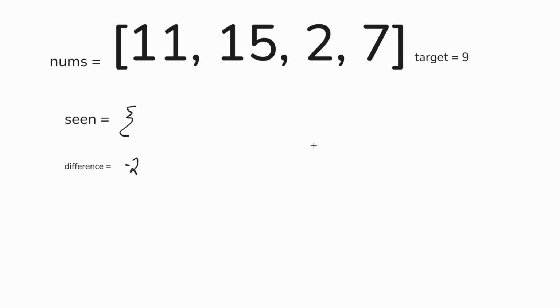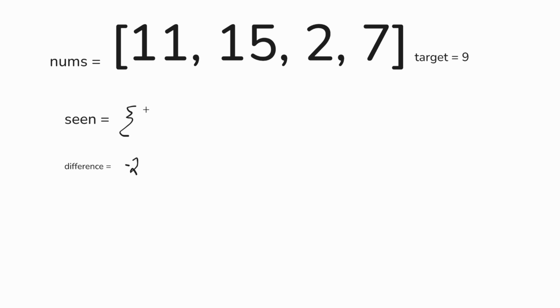-2, let's write that here. So we say, okay, if we add -2 to 11, we're going to have a solution, because we know that 11 plus -2 equals 9. So what are we going to do? We're going to look at our seen hash map. Right now, our seen hash map is empty. So we're going to say, okay, do we have a -2 in our seen hash map? No, we don't. So we don't have a possible solution just yet.